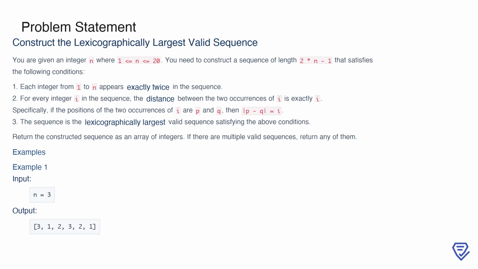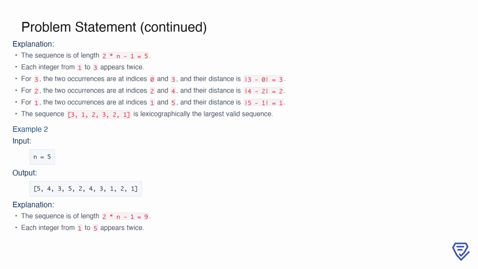Let's look at a few examples to better understand what this means. In the first example, when n is 3, the sequence has a length of 2 * 3 - 1 = 5. The output is 3, 1, 2, 3, 2, 1. Here's why this sequence is valid.